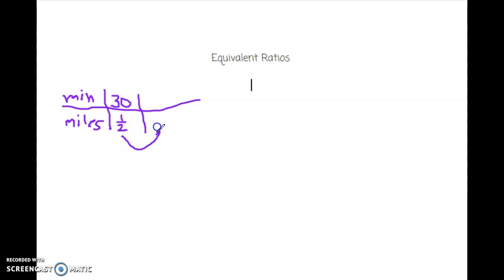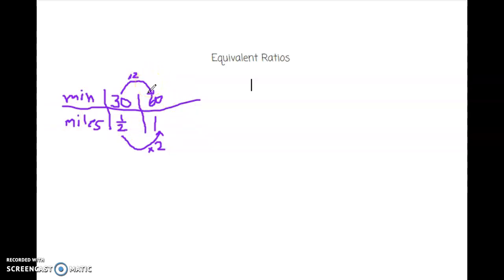So what do we multiply 1/2 by to get 1? You're going to multiply 1/2 by 2, because 1/2 plus 1/2 is 1. What you do to the bottom, you also do to the top. So you're going to do 30 times 2, which would be 60. So the answer to our question, what was his pace per mile? For 1 mile, it took him 60 minutes.